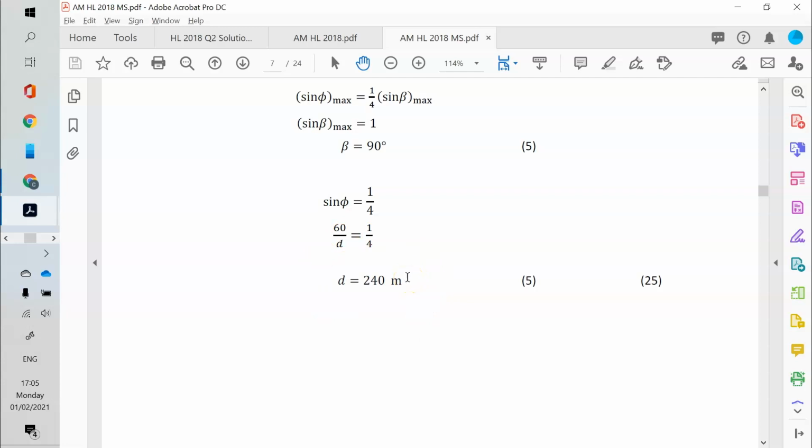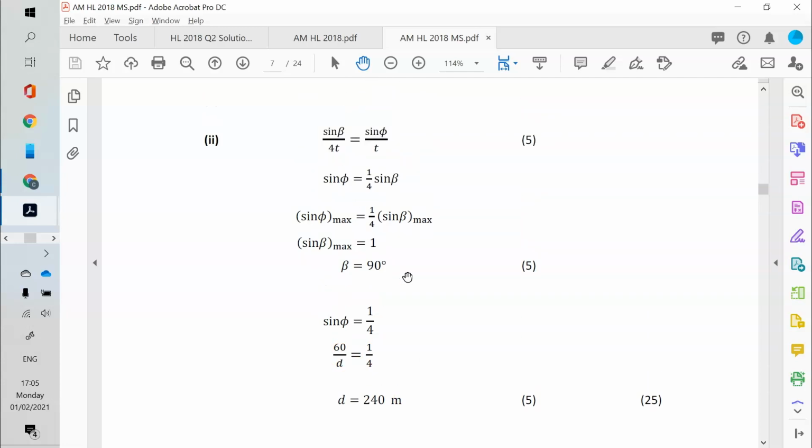Okay, but you should be capable of saying this value of beta here is 90 degrees. The reason that that is 90 degrees is because we maximized sine beta, and that's where we got the 90 degrees from.